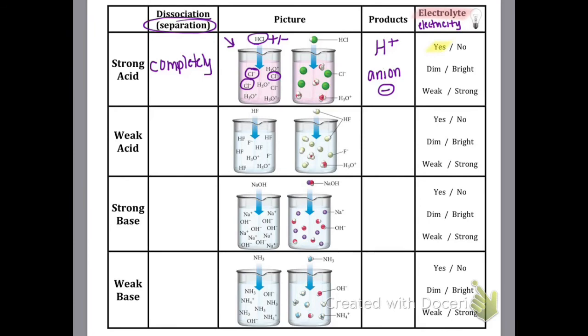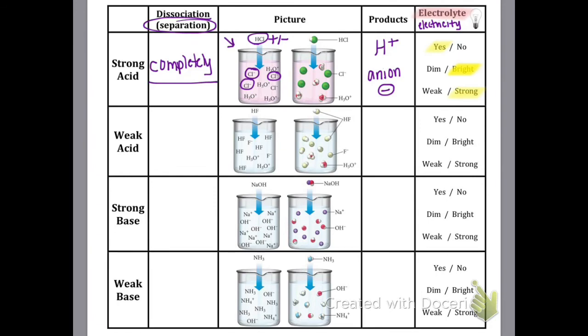The question is, is it going to have a dim light or a bright light? Well, there's a lot of charges. They all separate. So we have a bright light, and we say that this is strong because it completely dissociates. Okay, they completely fall apart.